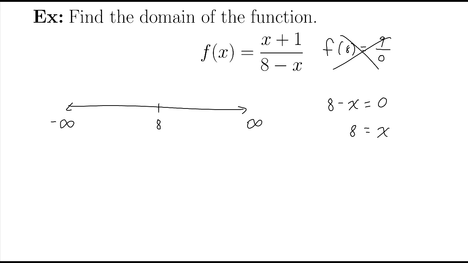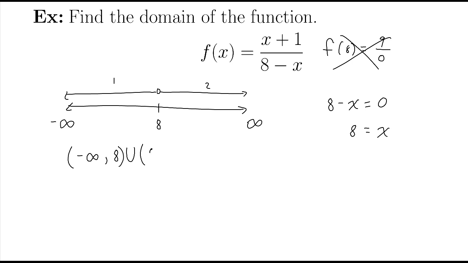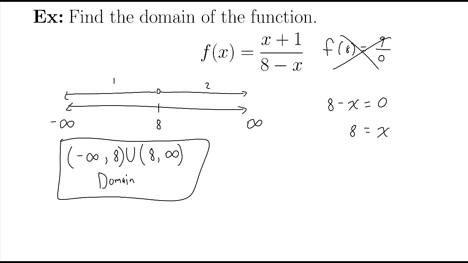Okay, so that breaks my domain into two parts, right? We have a section that is smaller than 8 and a section that is bigger than 8. I need to write out these two intervals, so that's going to be negative infinity to 8, close parenthesis, union 8 to positive infinity, close parenthesis. Okay, those two intervals, the union of those two, represents my domain.